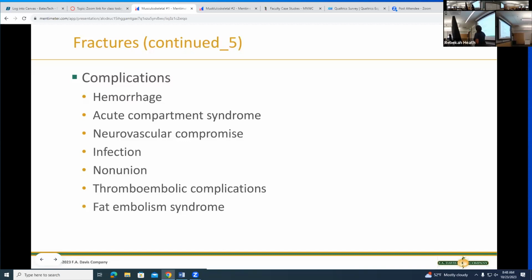There might be thrombolytic complications. Okay, let's break down this word. What's throm? No? Anybody?